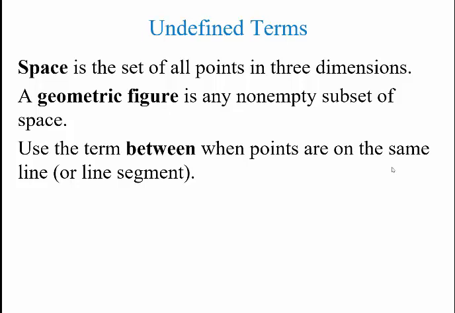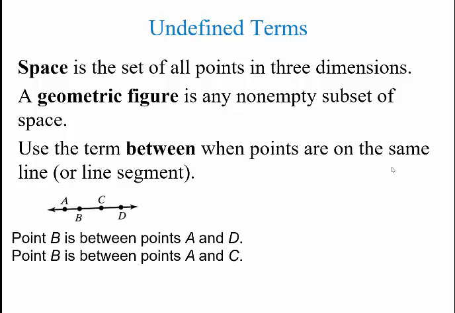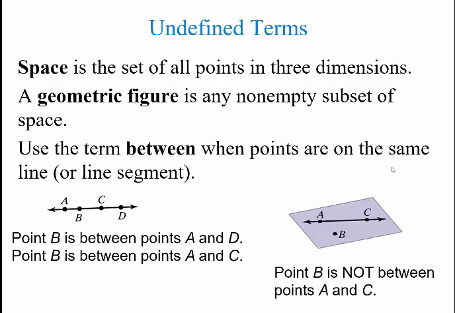So we use the term between when points are on the same line or line segment. Right, so for example, point B is between A and D, and also point B is between A and C, just like how we would think. But notice here point B is not between A and C. So it makes sense that we use the term between, the same as being on the same line segment.